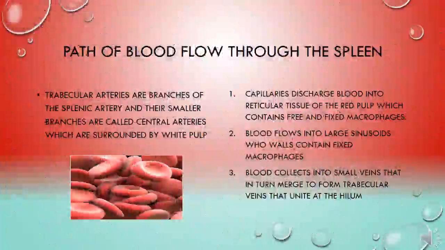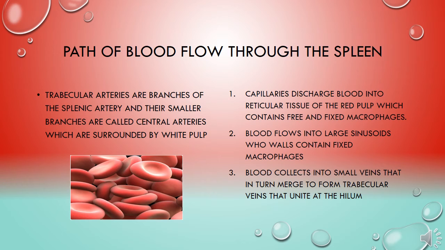Trabecular arteries are branches of the splenic artery, and their smaller branches are called central arteries, which are surrounded by white pulp. Capillaries discharge blood into reticular tissue of the red pulp, which contains free and fixed macrophages. Blood flows into large sinusoids, whose wall contains fixed macrophages. Blood collects into small veins that in turn merge to form trabecular veins that unite at the hilum.